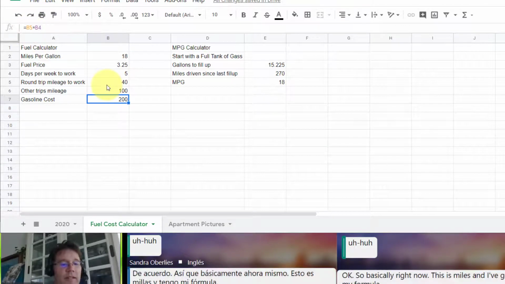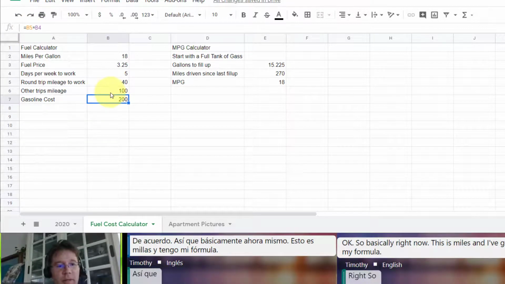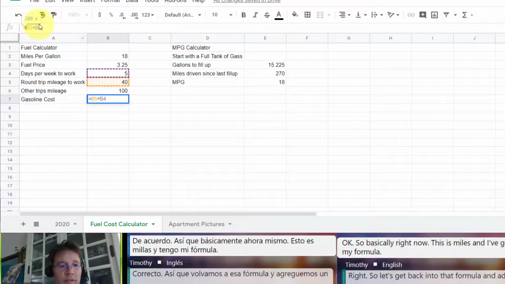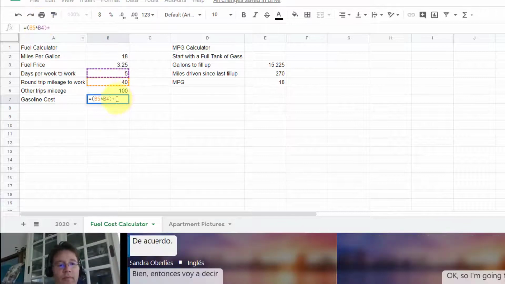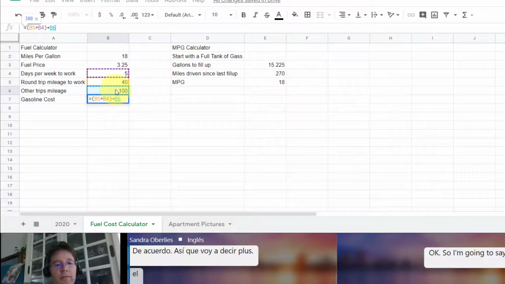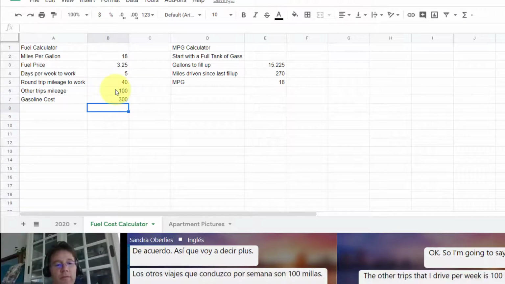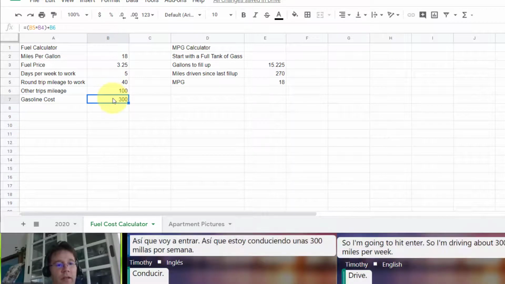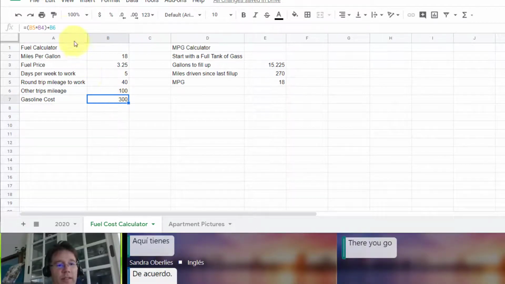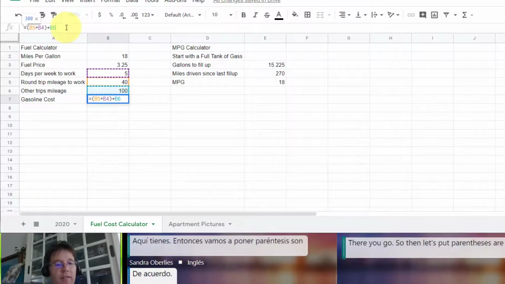Right. So let's get back into that formula and add a parentheses around those two numbers. Okay. And then we're going to add into that our other trip mileage that you should be keeping track of. Okay, so I'm going to say plus the other trips that I drive per week is 100 miles. So I'm going to hit enter. So I'm driving about 300 miles per week.